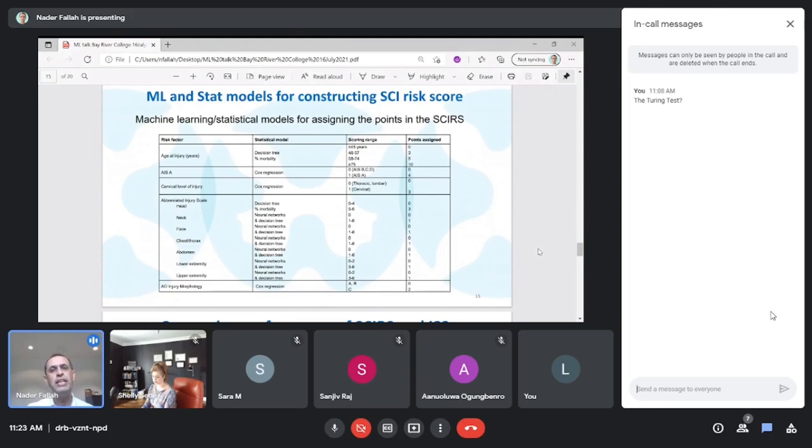You can see for age, we ended up with 4 different categories. For people less than 45 years, we gave a score 0. For 46 to 57, a score 3. And for more than 75 years, a score 10. And being ASIA A was a score 4, and cervical level of injury, a score 3 if they are cervical. If they are not, their score will be 0, until the last variable, which was AO spine morphology. Overall, this scoring system gave us a score between 0 to 28.